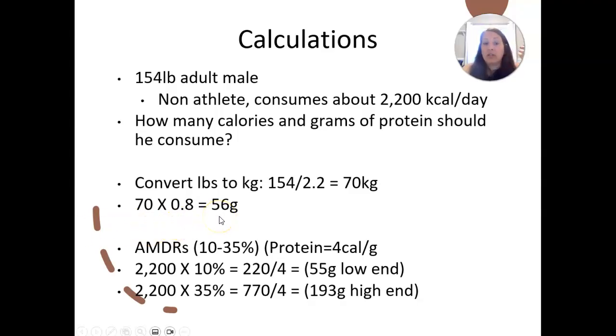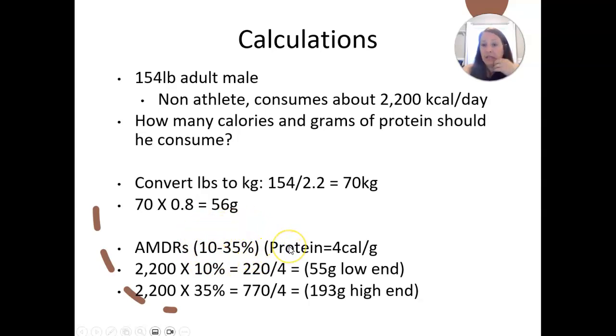All right, so the next question is, does this fall within the AMDR recommended? So again, the AMDR for healthy adults is between 10 and 35% of our calories per day.